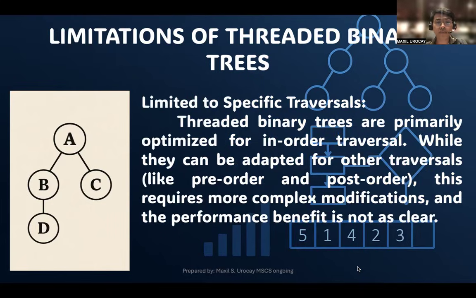And then, limited to specific traversal. Threaded binary trees are primarily optimized for in-order traversal. While they can be adapted for other traversals like pre-order and post-order, this requires more complex modification, and the performance benefit is not as clear. So of course, it is better to really work in terms of in-order traversal alone.